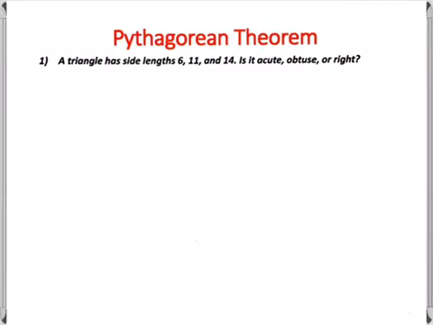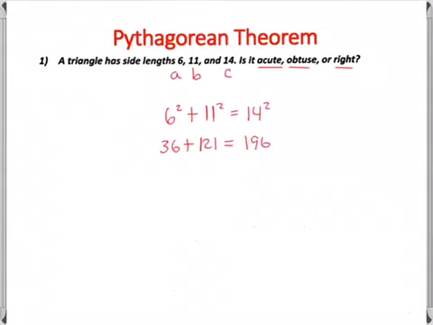So here we have an example of this. We've got 6, 11, and 14 are the lengths of the sides of our triangle. We want to know if it's acute, obtuse, or right. So we've got A, B, and C. We've got 6 squared plus 11 squared equals 14 squared. 6 squared is 36, 11 squared is 121, and 14 squared is 196. 36 plus 121 gives us 157. And we have 196 for c squared.